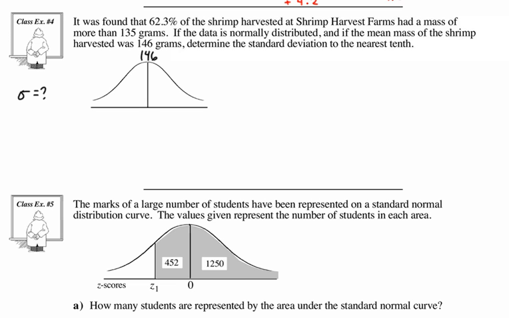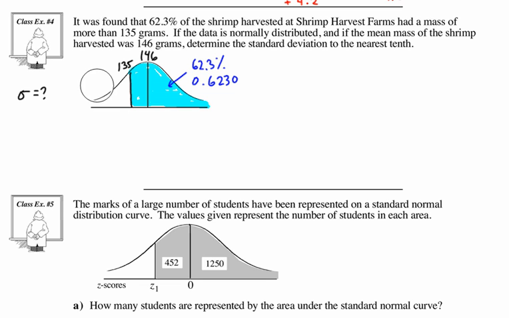So our standard deviation is unknown. We know that 135 grams is less than 146, and we know 62.3% were greater, so that's to the right. So all of these shrimp add up to 62.3% of the shrimp. So this value here is that 62.3%, or as a decimal, 0.6230, to the right. Now remember, our chart is always to the left. So we need to figure out what this value here is.